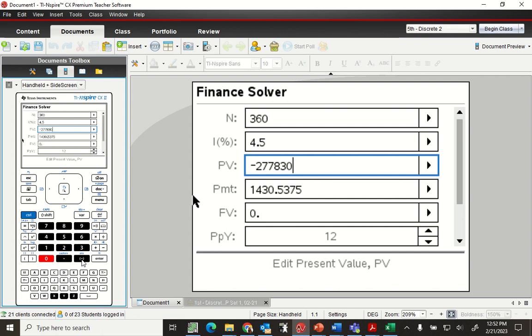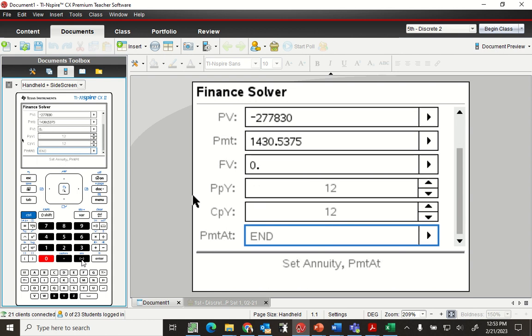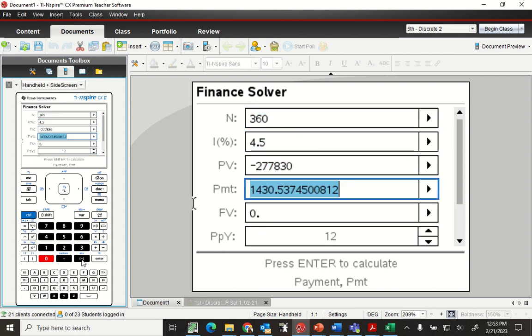Now, since this is a loan, this is negative. My future value, I want to be 0. So PPY means how many payments per year? Seth, you know that's kind of important, right? Okay, so PPY 12, CPY 12 at the end. So let's calculate the payment. 1407.72. There's my monthly payment, 1407.72.